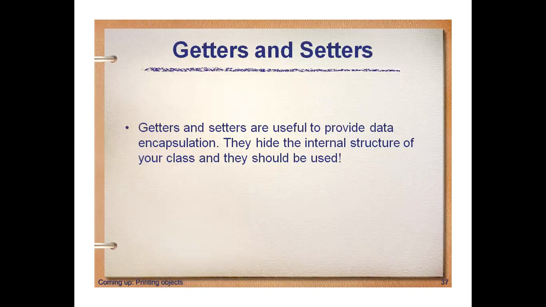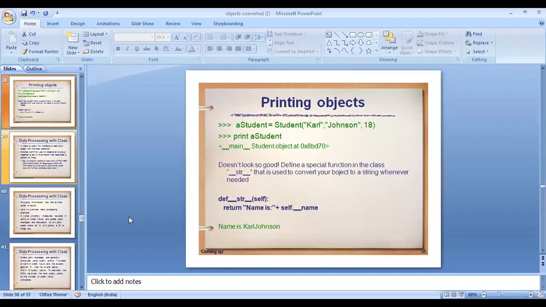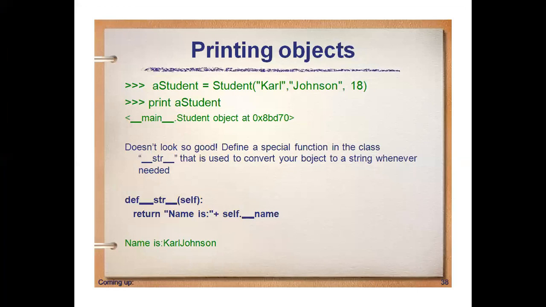Getters and setters are useful to provide data encapsulation. They hide the internal structure of your class, and they should be used. Now, how to print the objects? Yes, we have seen how the objects can be accessed. But how to print those things has not been done here. We'll see it through an example.